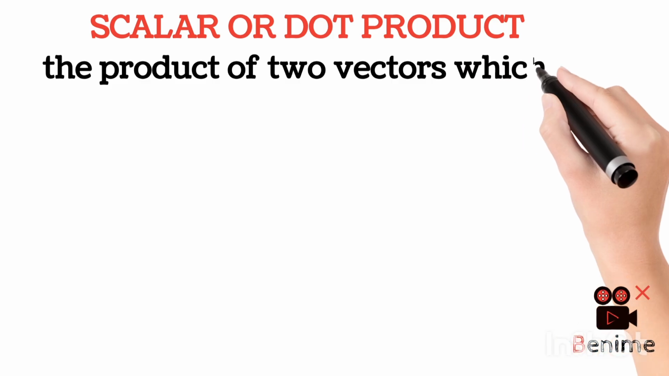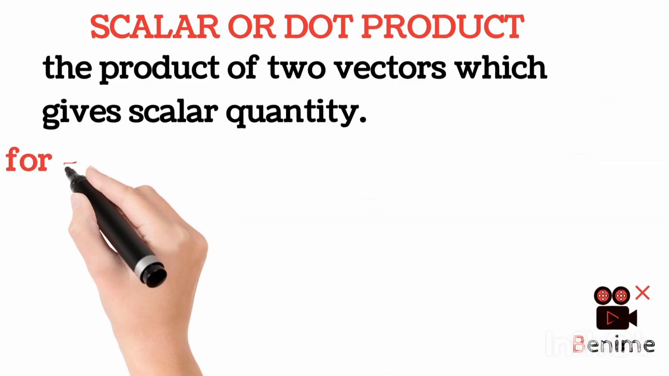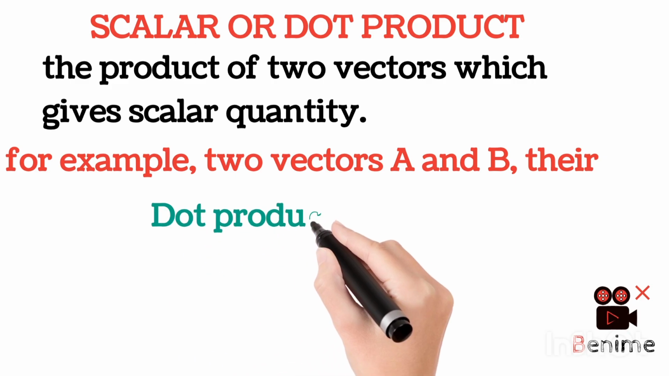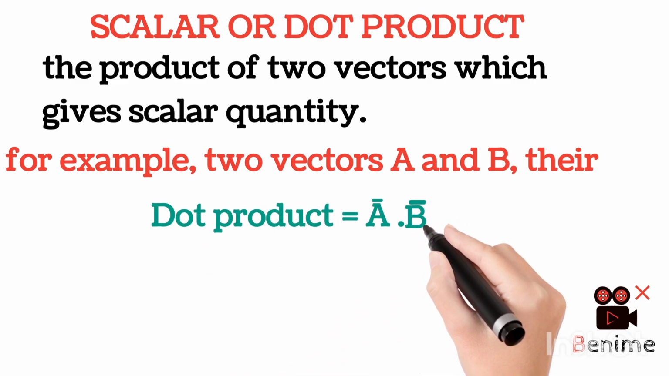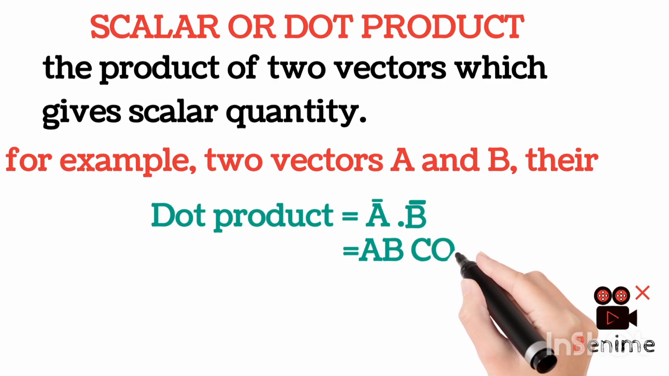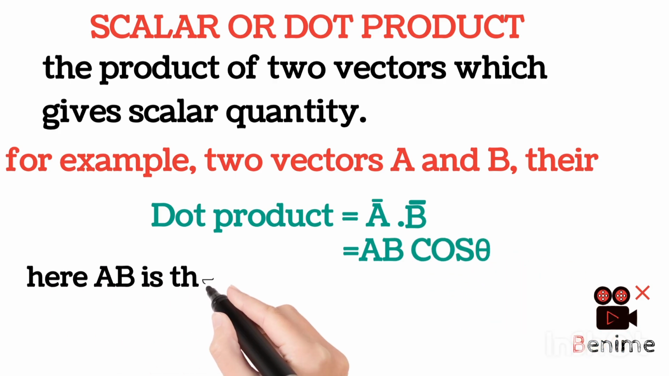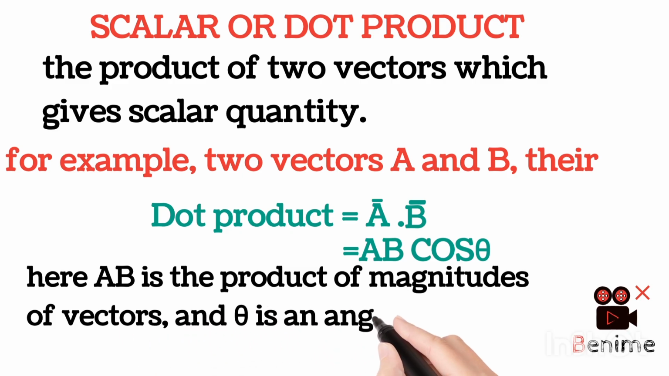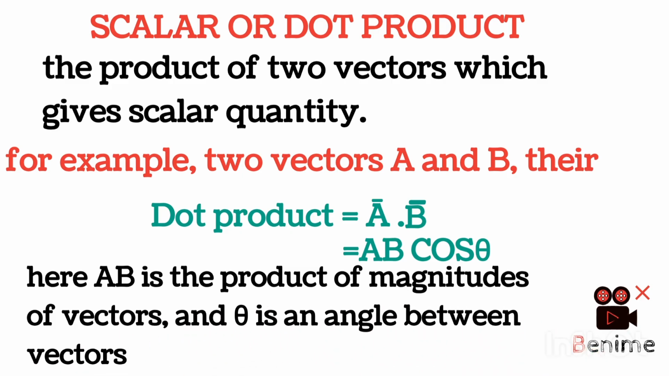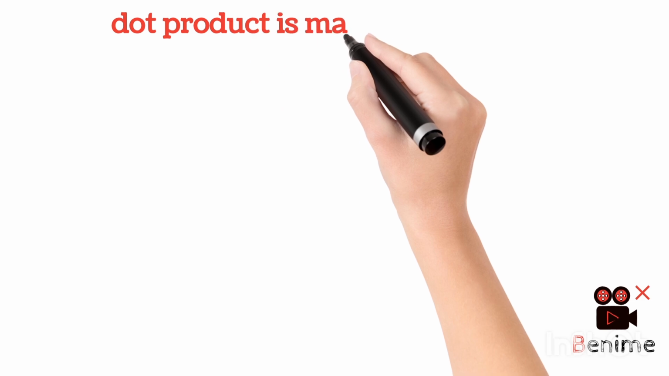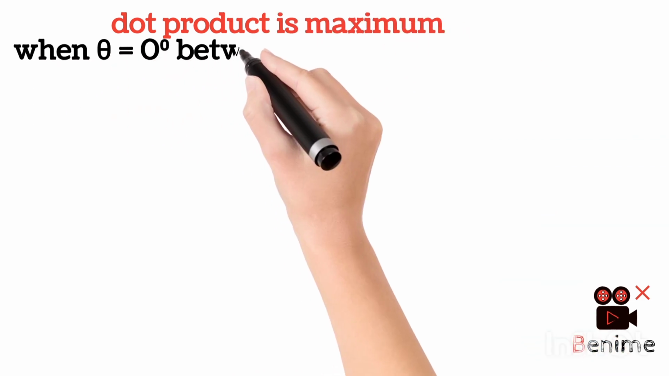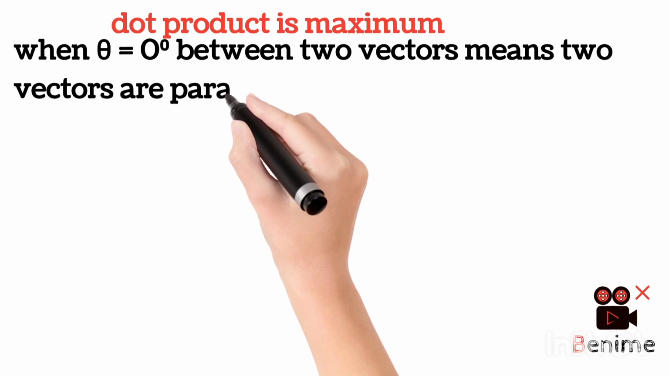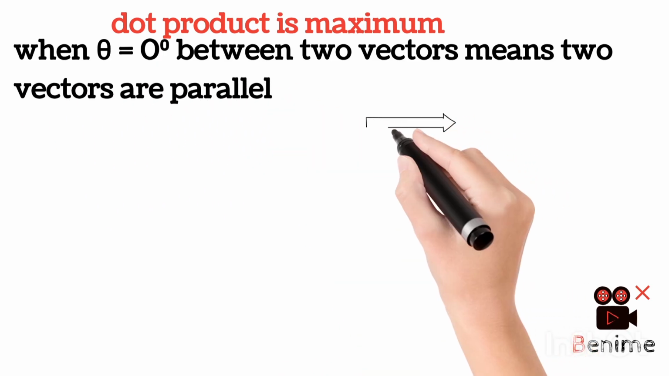One is when two vectors' product is a scalar quantity. This is called scalar or dot product. For example, A dot B equals AB cos of theta. Here AB is the product of magnitudes, and theta is the angle between two vectors. Dot product magnitude depends upon this angle. If two vectors are parallel, then the angle between them is 0, so the dot product will be maximum because cos 0 is equal to 1.